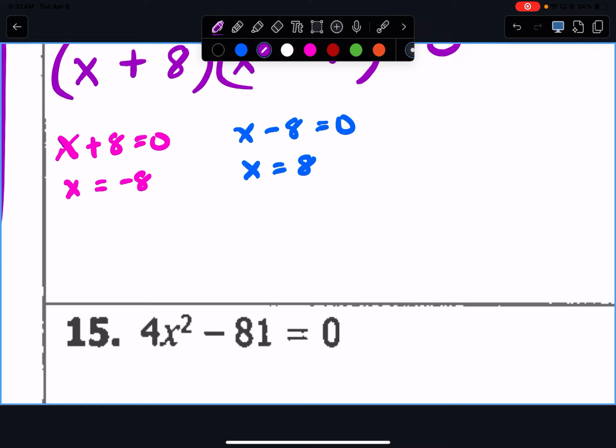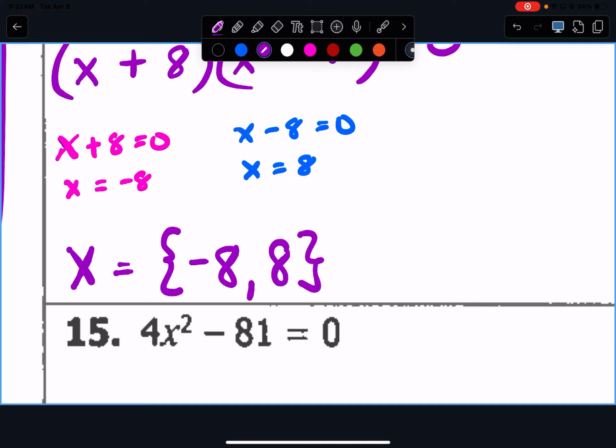Negative 8 and 8. Usually when you have a difference of squares, you're going to end up with the same number, just different signs. That's one of the properties of difference of squares.